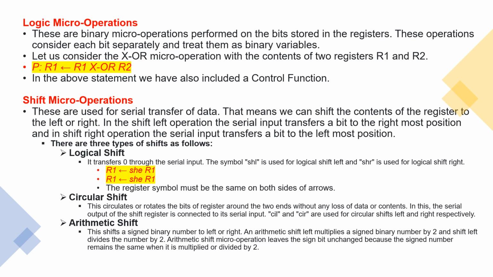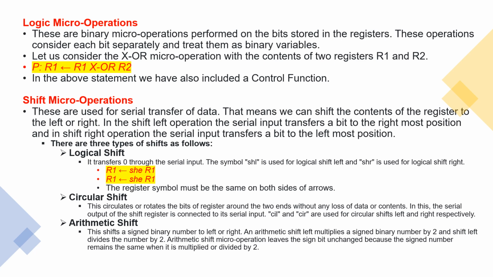Logical shift. It transfers 0 through the serial input. The symbol SHL is used for logical shift left, and SHR is used for logical shift right. The register symbol must be the same on both sides of the arrows.